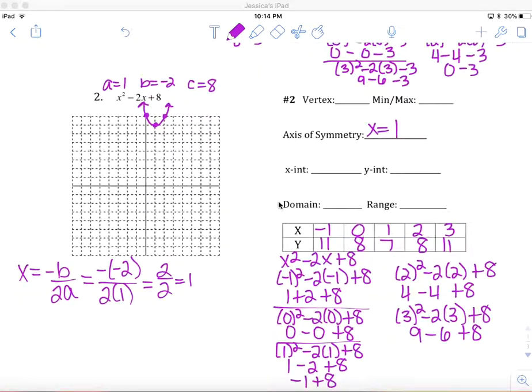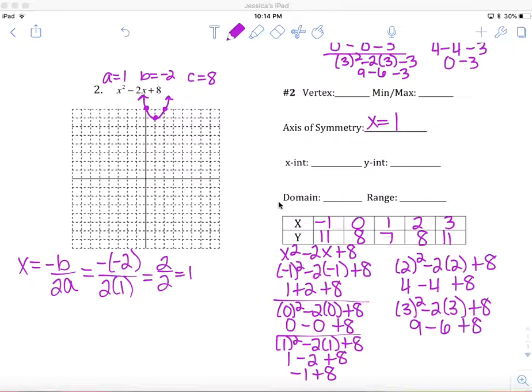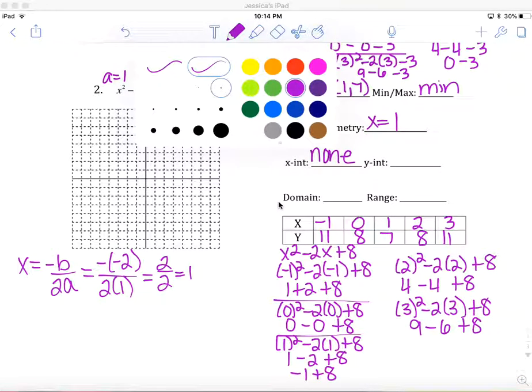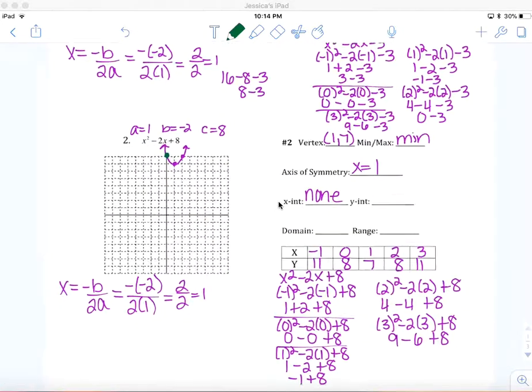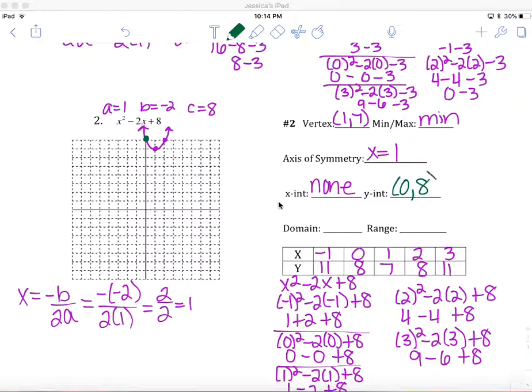Go ahead and pause the video, fill in the missing vocabulary, and then check with me. Your vertex on this one is 1, 7. It is a minimum. For your x-intercepts, it never crosses the x-axis, so there are none. Your y-intercept happens where it's crossing the y-axis, so in this case, it's at 0, 8. Your domain, we go left and right forever, so all real numbers. And then I'm starting at 7, going up forever, so y is greater than or equal to 7.